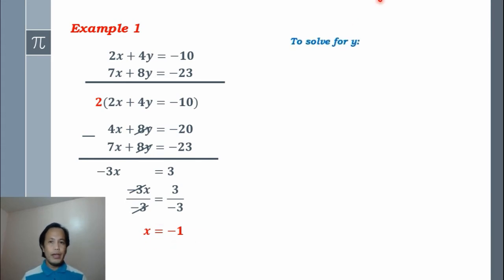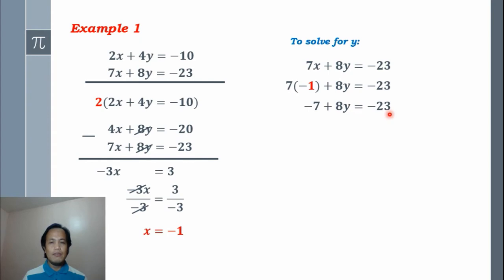So to solve for y, we go back to any of these two equations. For this example, we will use equation 2, which is 7x plus 8y equals negative 23. But we can also use equation 1 to solve for y. So now, we will substitute the value of x, which is negative 1, in this equation. So this will become 7, then instead of writing x, we change that with negative 1, which is the value of x here. Then we copy plus 8y equals negative 23. So 7 times negative 1 is negative 7, then we copy plus 8y equals negative 23.